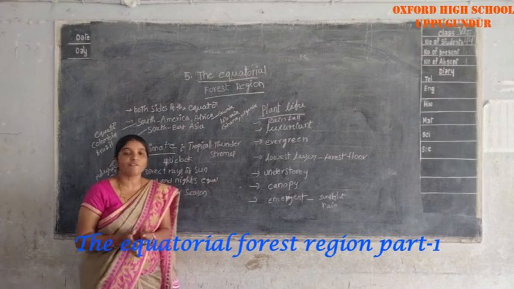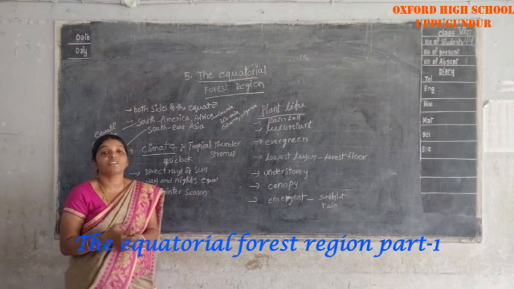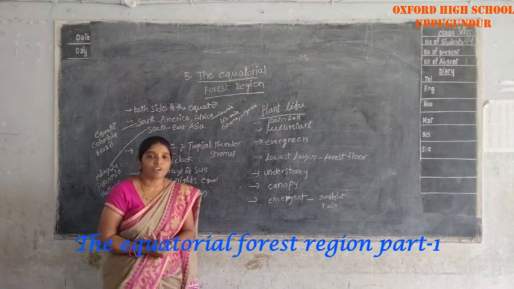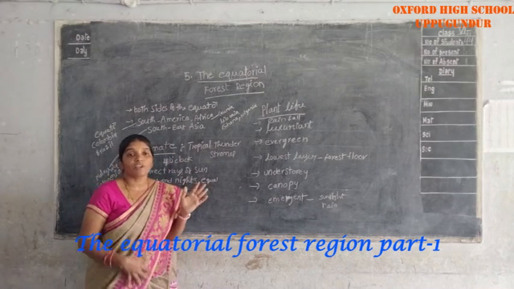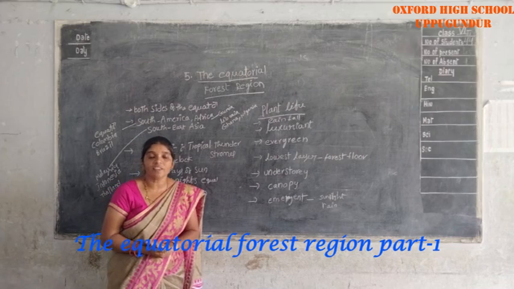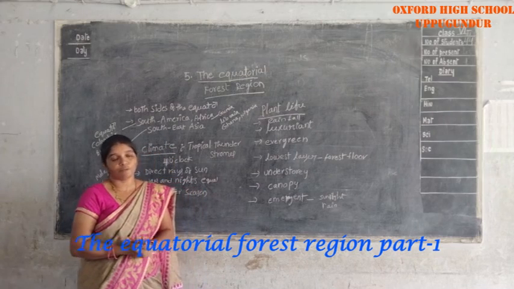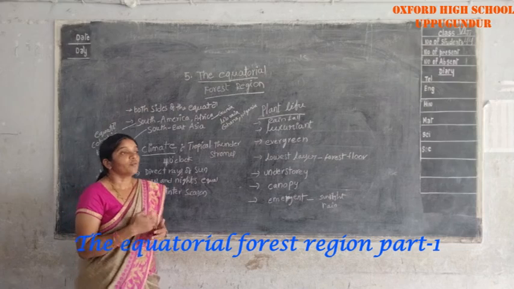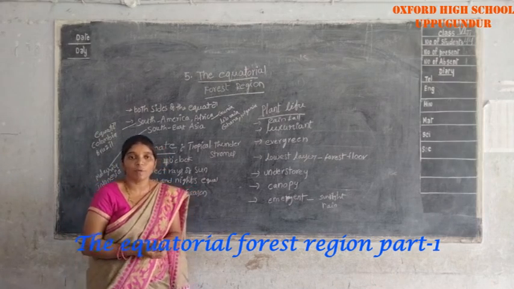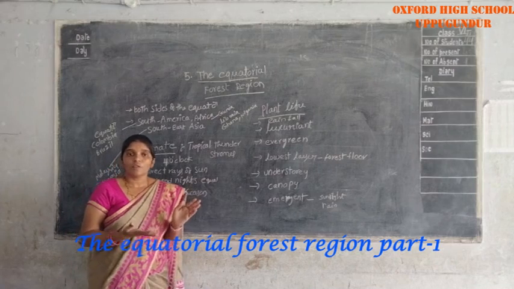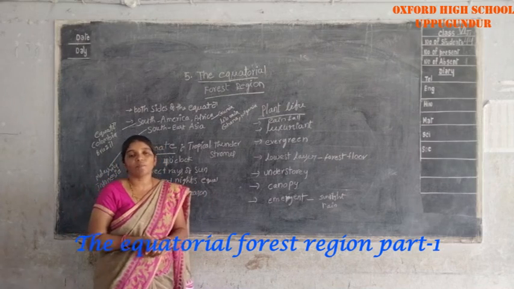We find the equatorial forest region beside the equator. Equator ki rendu vaipula equatorial forest region anedi stretch ayi untundi. In this we can see it on a world map. We can see the world map carefully. We know this, we recognize these places.